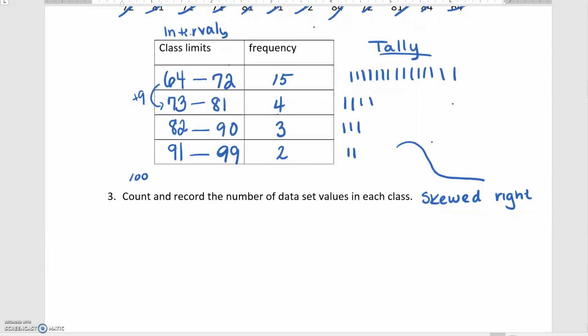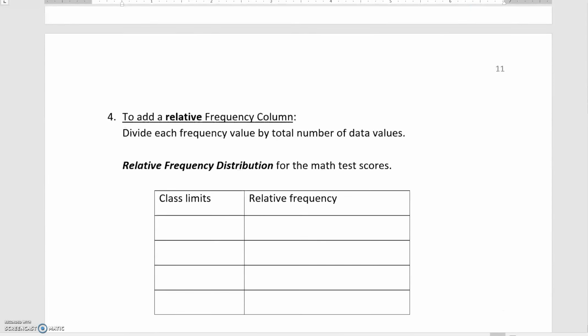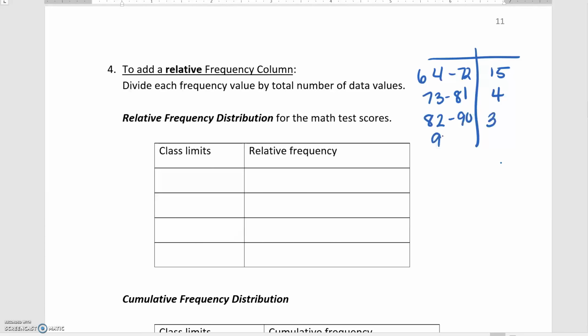Now we can actually make a few different types of frequency tables, so we're going to do that now. So I'm going to go ahead and just put our table that we had here a minute ago. So we had 64 to 72, there were 15 in there. 73 to 81, we had 4. 82 to 90, there were 3, and 91 to 99, there were 2.